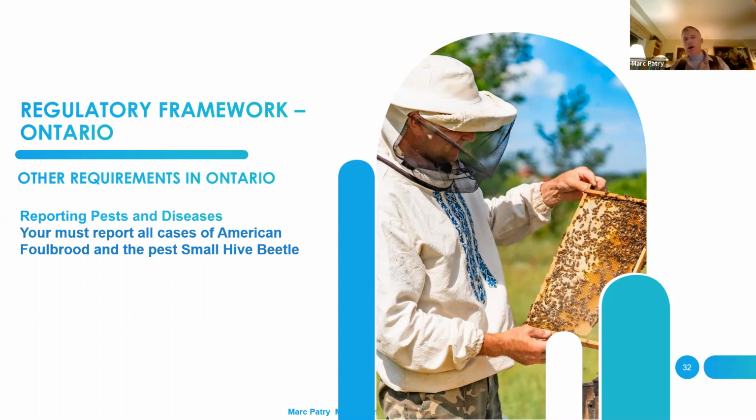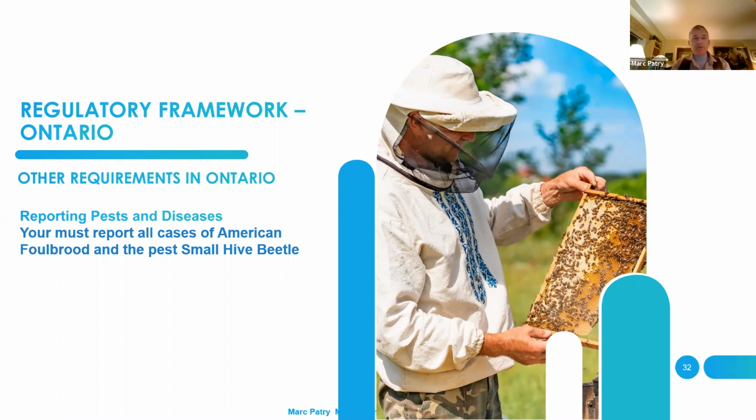And the other is the small hive beetle. This is a new thing now. 2 years ago, 3 years ago, there were no small hive beetles in Canada, but now they've arrived in Southern Ontario and they're spreading. They're not that big a deal for the beekeeper, but you have to keep an eye on them and make sure they're not overrunning your hives if you have them.